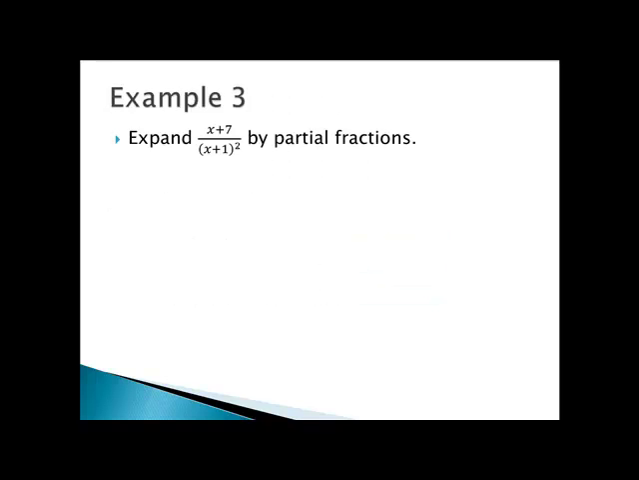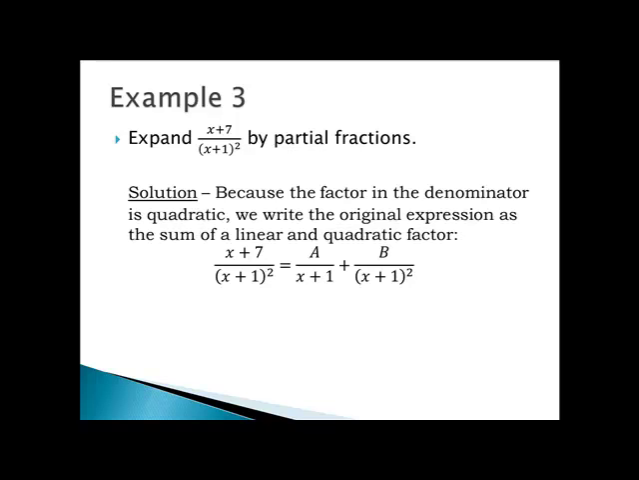My final example, I'm asked to expand x plus 7 divided by the quantity x plus 1 squared using partial fractions. Because the factor in the denominator is quadratic, I'll have to rewrite my original expression a little differently this time. What I'll have to do is rewrite it as the sum of a linear and quadratic factor. So I'll rewrite as a divided by a linear factor of x plus 1 plus b divided by that quadratic factor of x plus 1 that appears in the original expression. This technique is one that's used whenever there's what's called a repeated factor in the denominator.